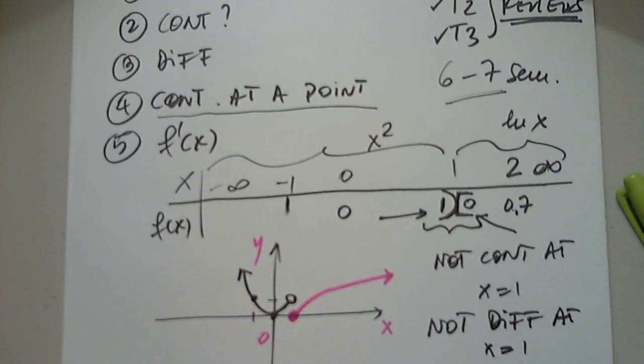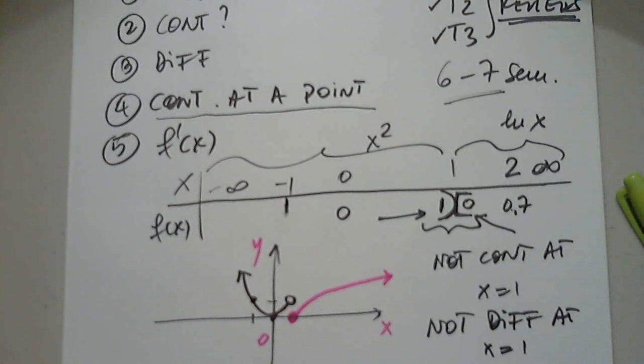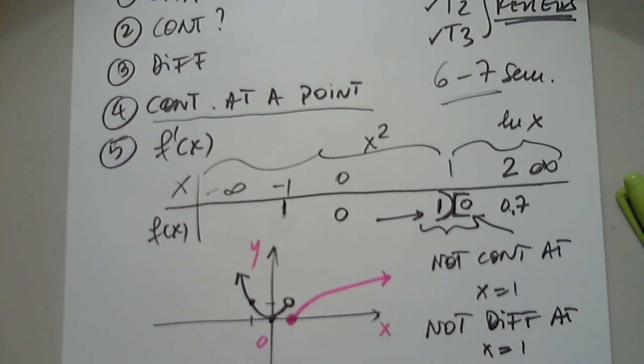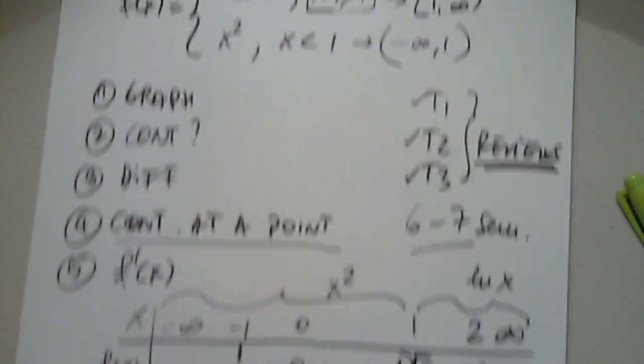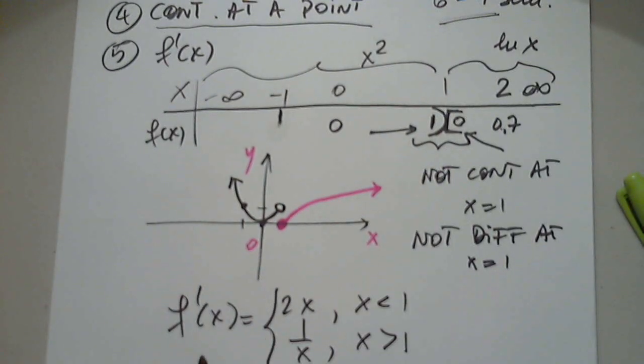What will be f prime then? When I differentiate x squared, I get 2x for x less than 1. And when I differentiate natural log x, I get 1 over x for x greater than 1. I can no longer include the equal symbol because this function does not exist at 1, because f of x is not differentiable at 1.